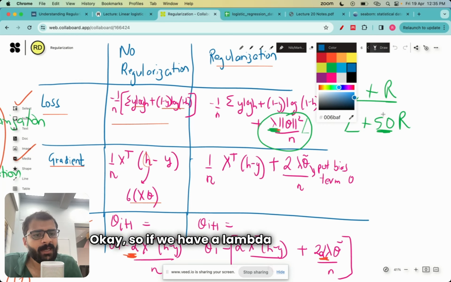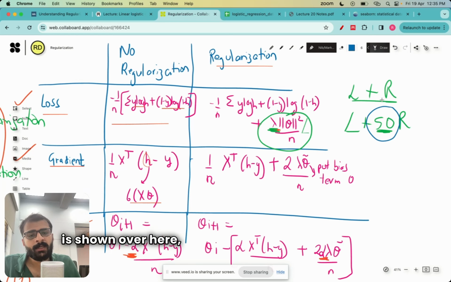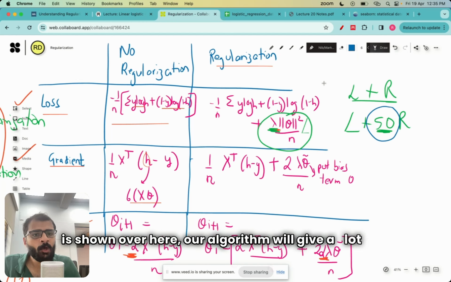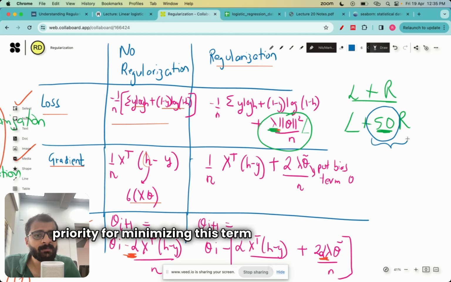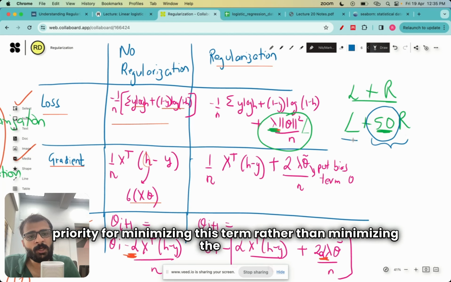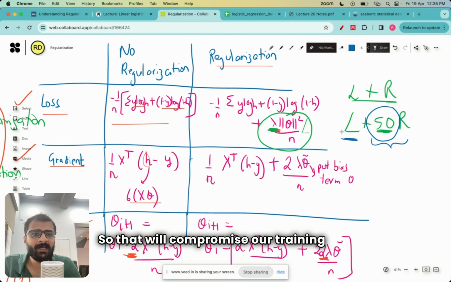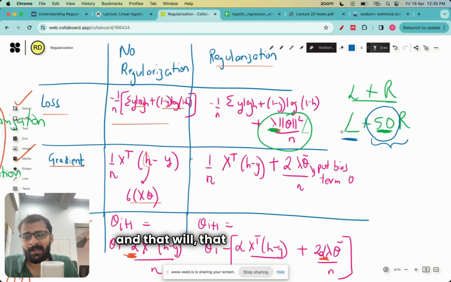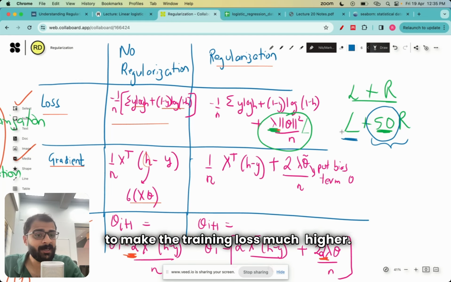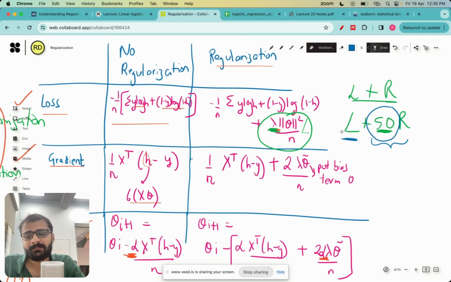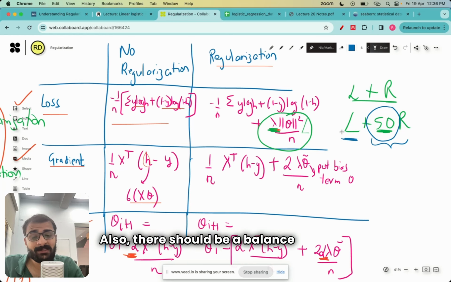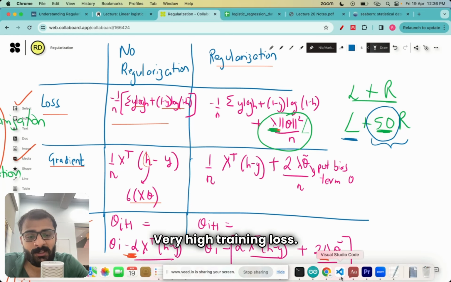Okay, so if we have a lambda equal to 50 as is shown over here, our algorithm will give a lot more priority to minimizing this term rather than minimizing the loss. So that will compromise our training loss, and that has the potential to make the training loss much higher. That's the reason why we should not have too high of a lambda either. There should be a balance between a low lambda to prevent overfitting, and a high lambda is not very good because it leads to very high training loss.